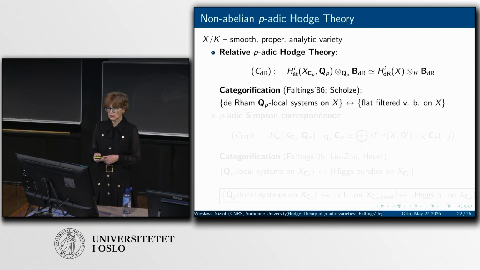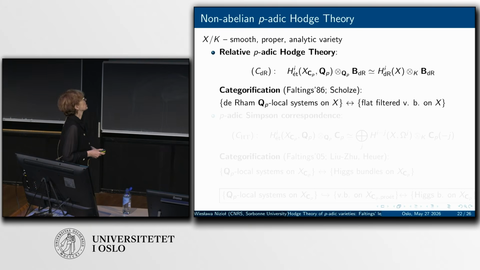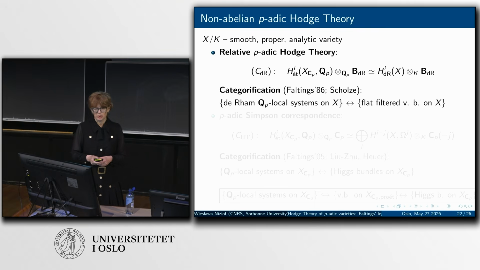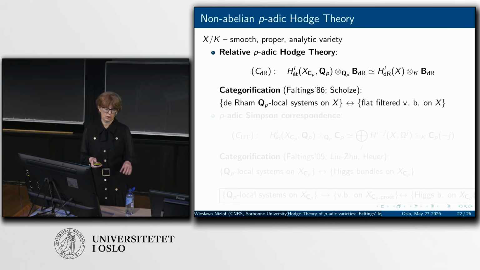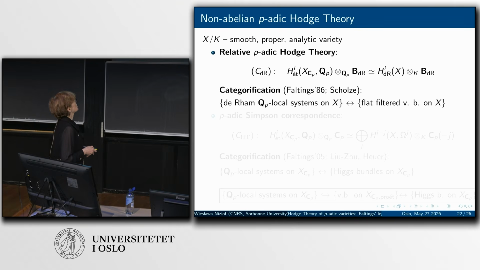Okay, so maybe that's all I wanted to mention about what we call abelian Hodge theory. But from the very beginning of p-adic Hodge theory, there was also a non-abelian part. So I want to mention two aspects of it. In the original works of Faltings, already in '86, he was interested not just in comparison theorems on cohomology, but also in the categories of coefficients for these theories.